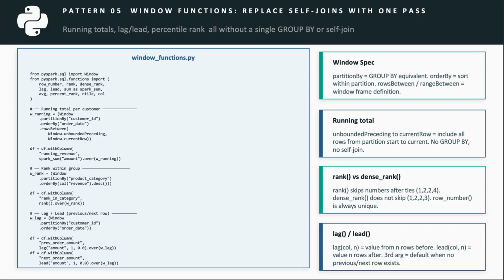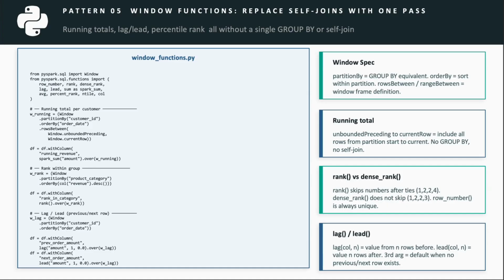Running total per customer: we define a window spec, partition by customer ID, order by order date, frame from unbounded preceding to current row, then sum amount over window running to compute the cumulative sum per customer. No group by, no self join, one pass.